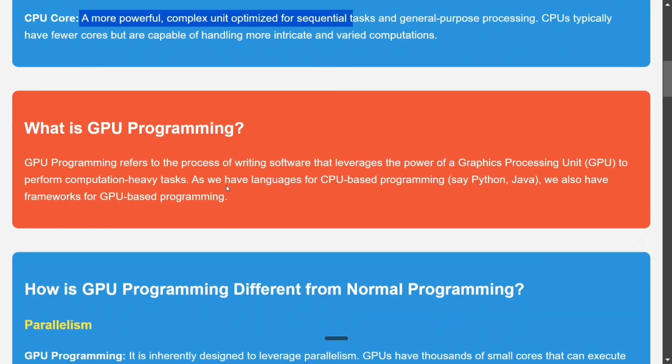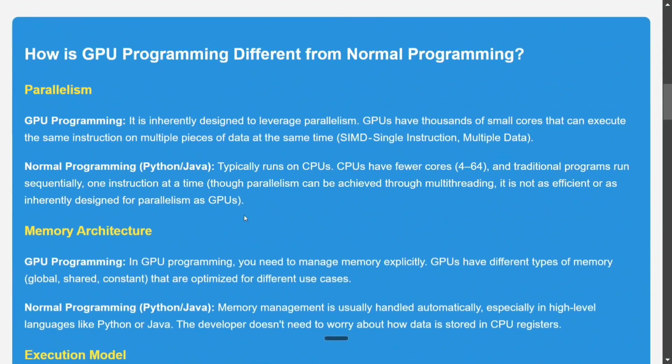Now coming to what GPU programming is. Now we have understood what a GPU is. GPU programming refers to writing software that leverages the power of a GPU, right? All the languages that we work on, be it Python or Java, are mostly focused towards CPU-based programming. Now we will be talking about GPU-based programming, which starts using this particular processing unit. How is GPU programming different from normal programming? I think this is very important, and someone asked me this question, so I'm covering it here.